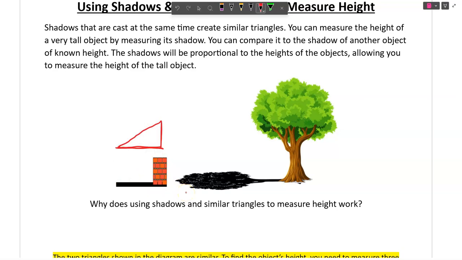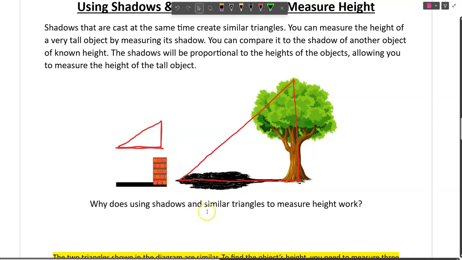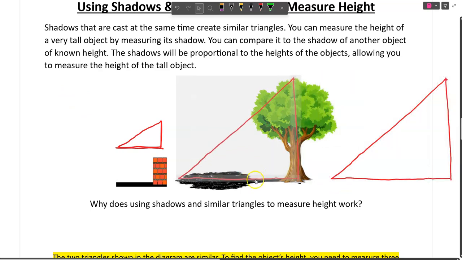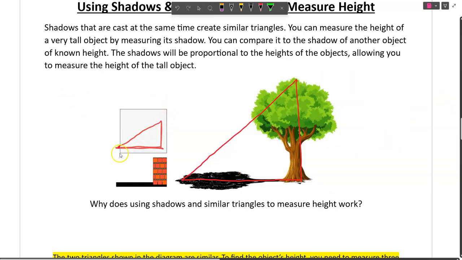Okay. Well, we can do the same thing with a tree. So I can draw my tree top to bottom, find its height, which is ultimately what we want to do. We can measure the shadow of that tree, and then we can once again connect those together. Now, these two triangles that I've just created are actually going to be similar to each other, just as we discussed with the mirrors. Now, why is this?